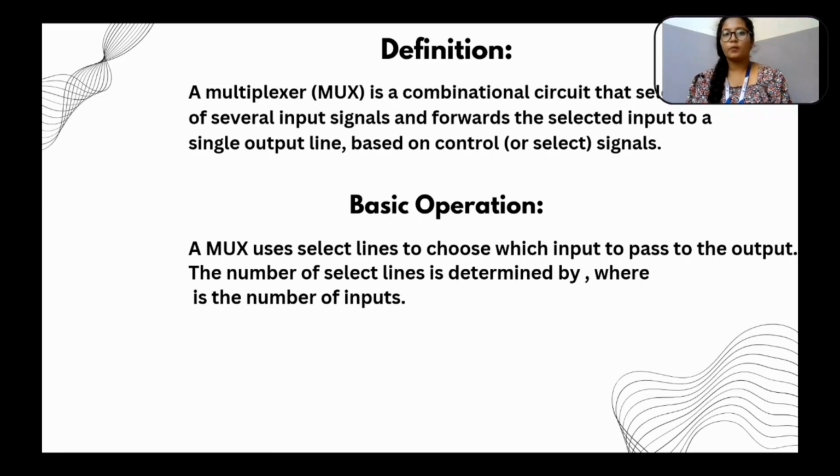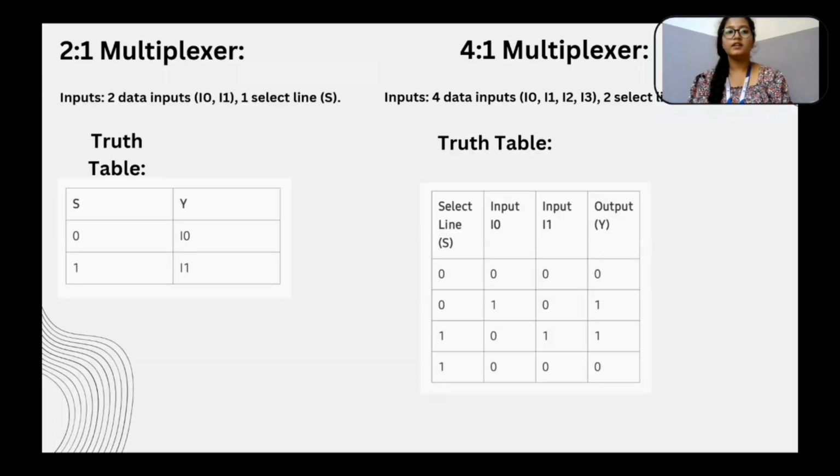A multiplexer is a combinational circuit that accepts several input signals and forwards the selected input to the single output line based on control or select signals. The basic operation of the multiplexer is that it uses select lines to choose which inputs to pass to the output. The number of select lines is determined by the number of inputs. A 2 to 1 multiplexer accepts 2 data inputs and consists of 1 select line. The truth table of the 2 to 1 multiplexer is given here.